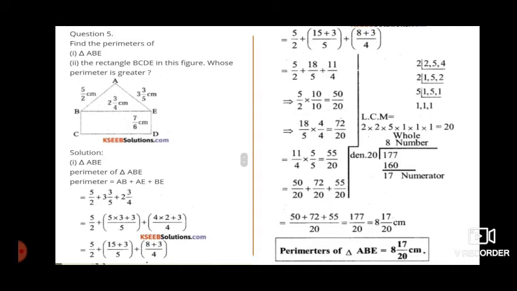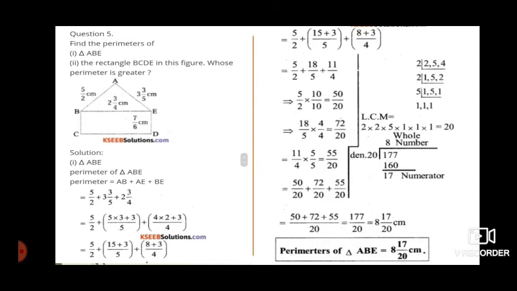In the same way, you have to find out the perimeter of a rectangle. Now we will see the first one. What is the perimeter of triangle ABE? How will we find the perimeter of a triangle? Perimeter means the length of the boundary. A triangle has 3 sides, so if we add all 3 sides, we will get the perimeter.